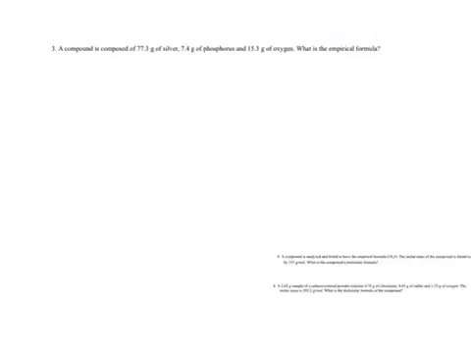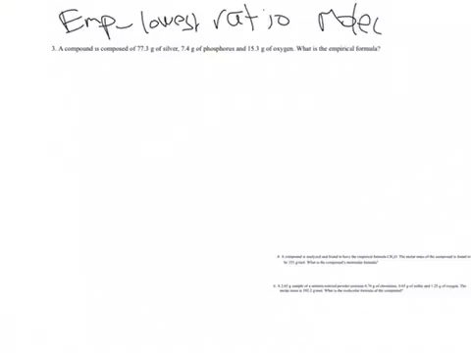Empirical and molecular formulas. The difference is that the empirical formula is the reduced form, the lowest whole number ratio, and a molecular formula is how it actually exists. So we're going to go through the steps for finding empirical and molecular formulas.